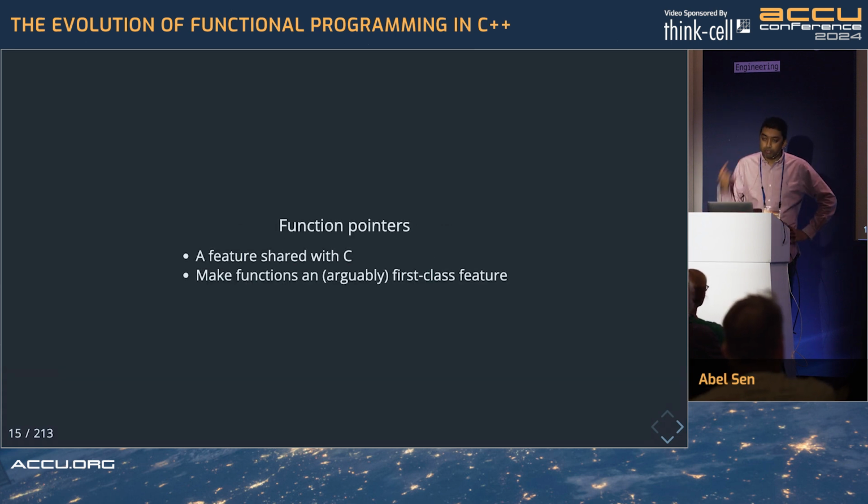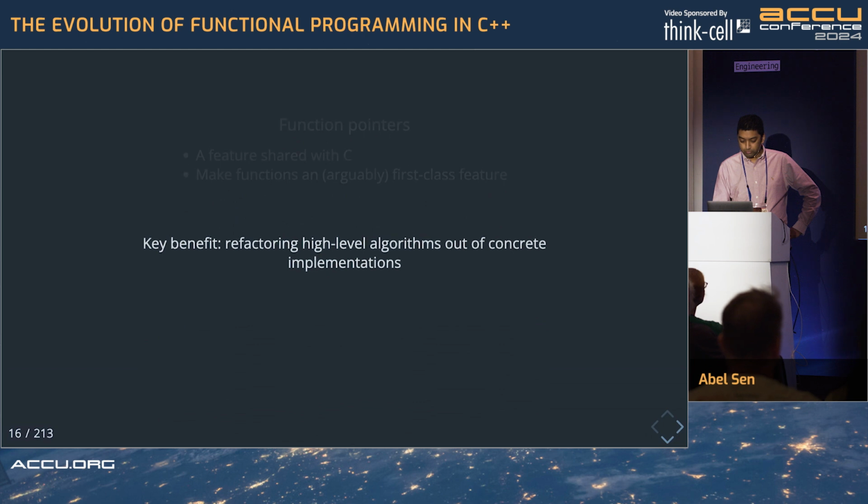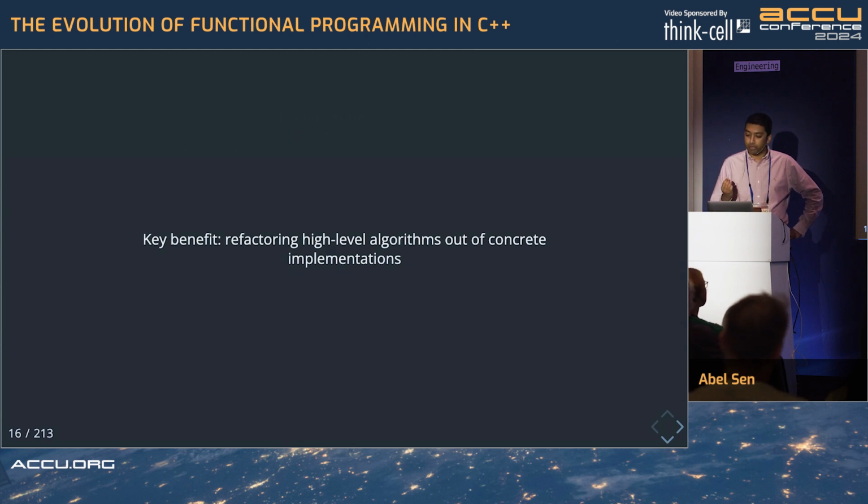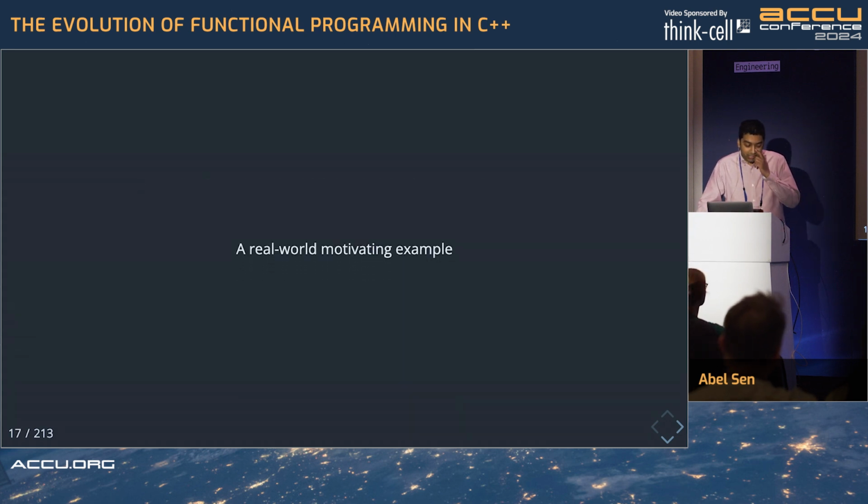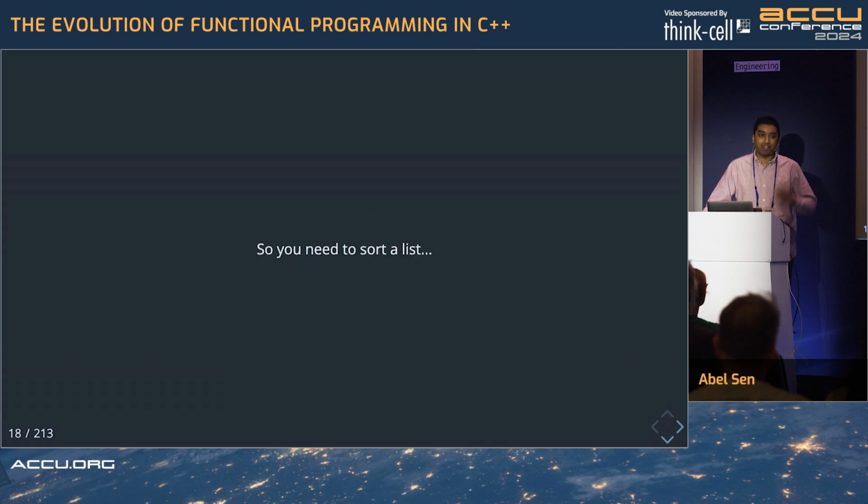When we get over to function pointers, it's really a holdover feature from the language C, off which C++ is based. And I'd say this feature alone already makes this concept of functions as first-class citizens a primary feature in the language. The key benefit of something like function pointers is that you get the ability to refactor high-level algorithms out of concrete implementations. So let's discuss a real-world motivating example. And of course, we know that there's no more real-world example than that of sorting lists, because I know that's what you do as professional programmers all the time.